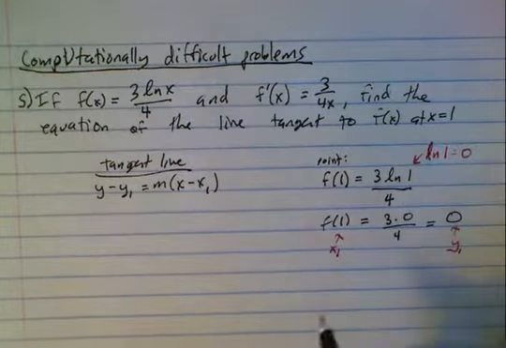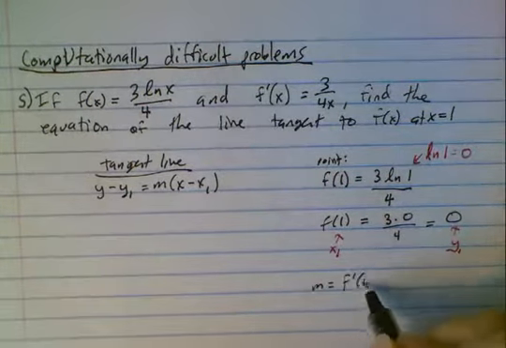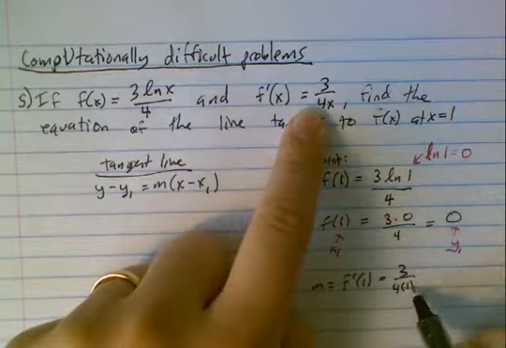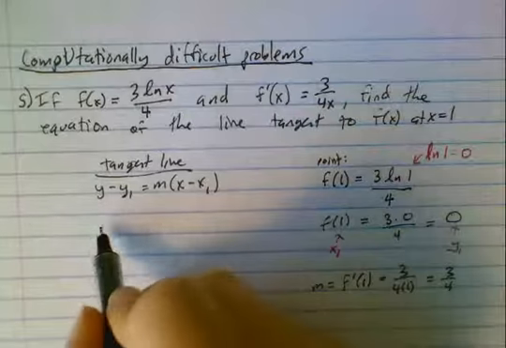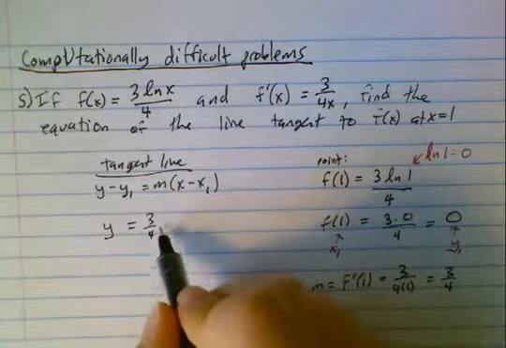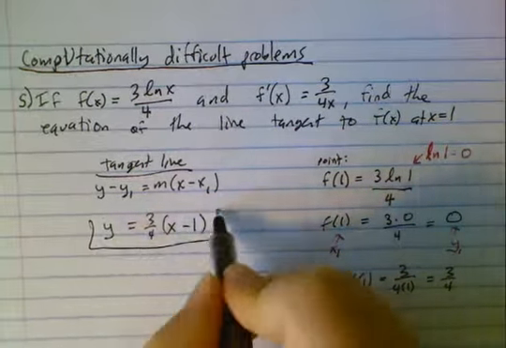And then for m, we need to find f prime of 1. We have this equation right here, 3 over 4 times 1, 3/4. Plop that in here, y minus 0 equals 3/4 times x minus 1.